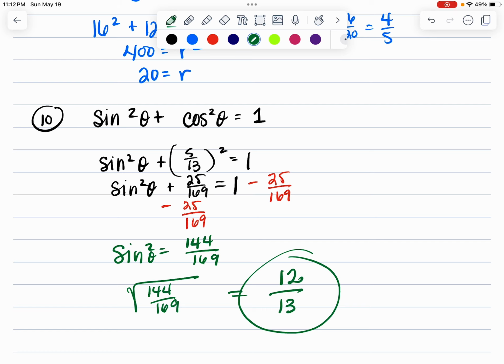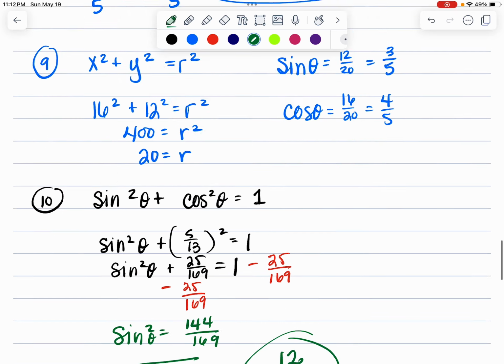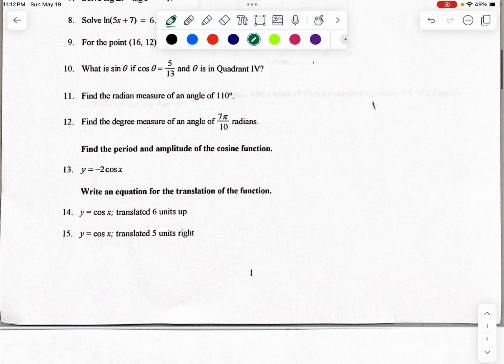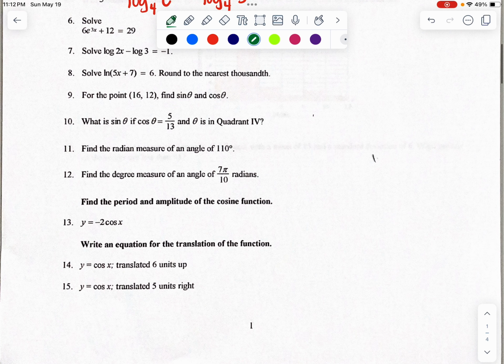Number 11 and 12, you're just going from radians to degrees and vice versa. I'm going to come back up here for that one because that one's really short and easy. If you're converting from degrees to radians, you're just going to take your degree measure and multiply times pi over 180. So really all you're doing is reducing 110 over 180. So it would be 11 pi over 18 for that one.